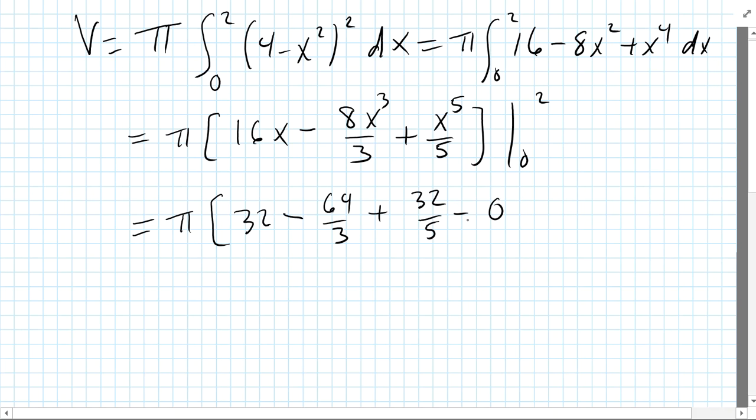Minus the 0. Check it, though. Putting a 0 here, putting a 0 here, putting a 0 here. It's 0, right? Check it, especially when it's trig, because cosine of 0 is not 0.